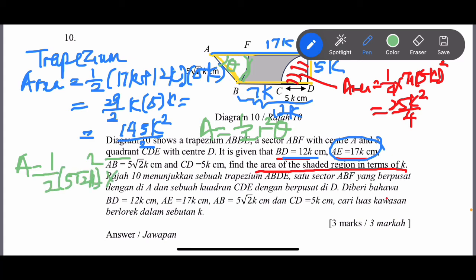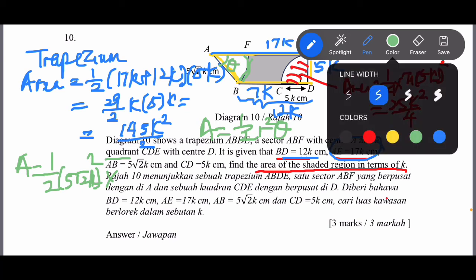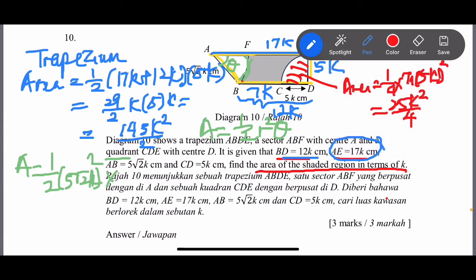So now we are going to find the theta, because without the theta we cannot find the area for the sector. So my sector is 1 over 2 times (5√2)² and the theta. How to get the theta? I'm going to work out a right angle triangle. Can you see that?